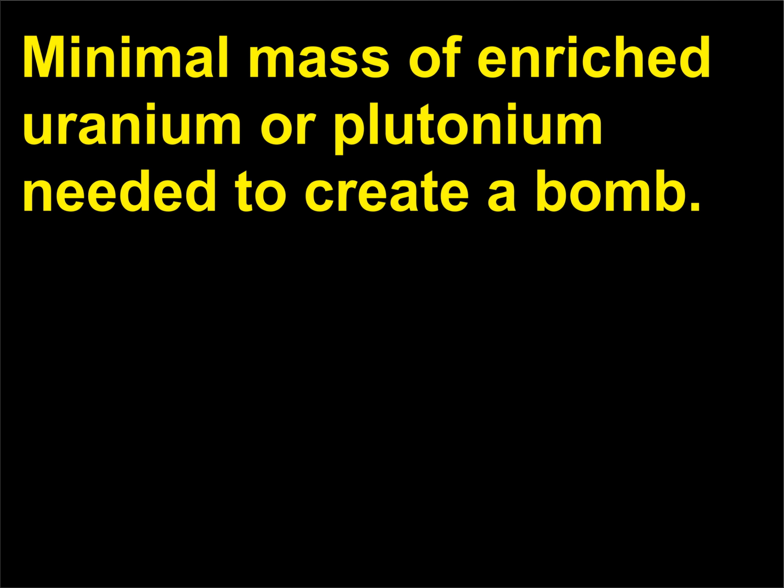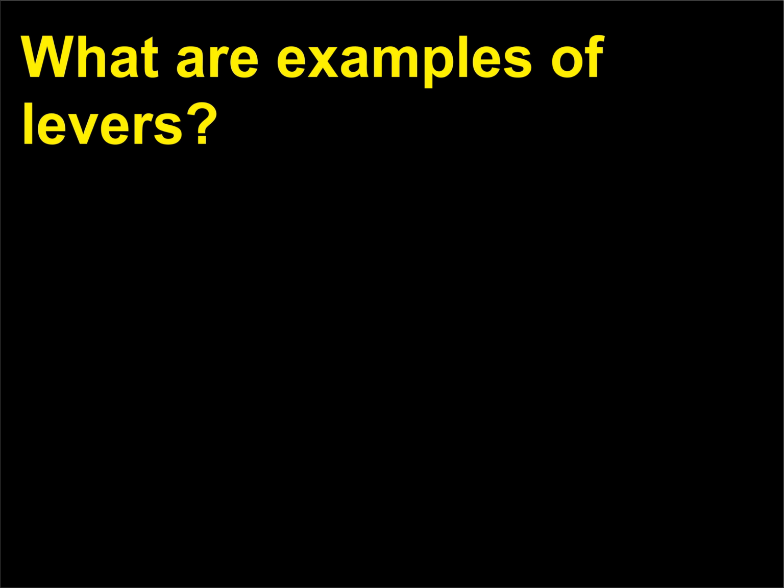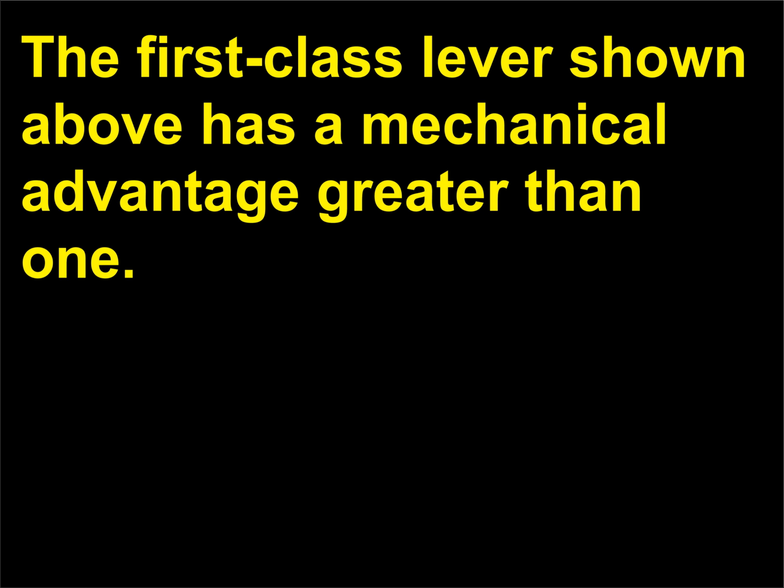Minimal mass of enriched uranium or plutonium needed to create a bomb. What are examples of levers? The first class lever shown above has a mechanical advantage greater than 1.